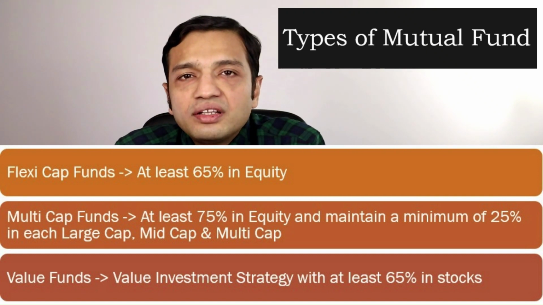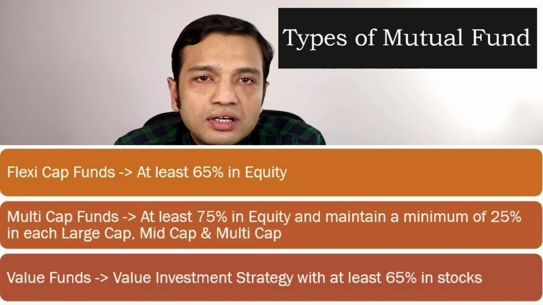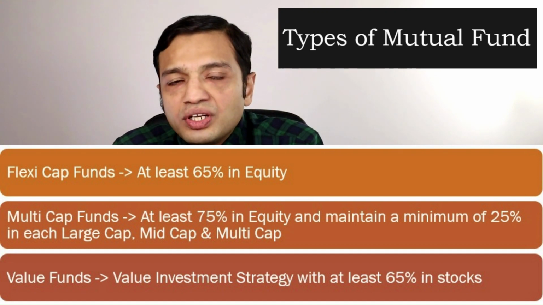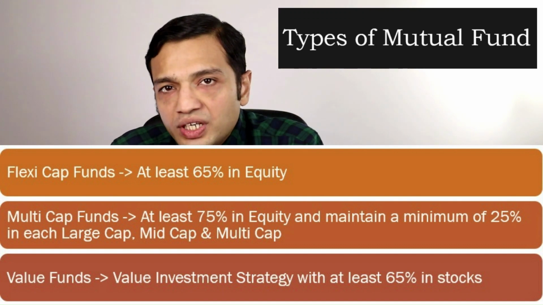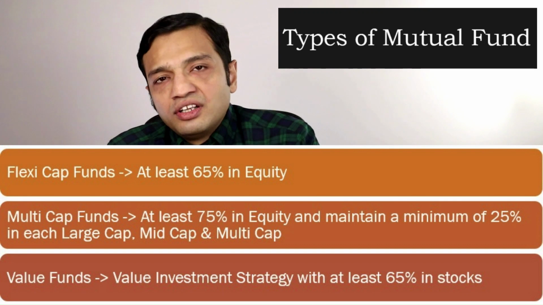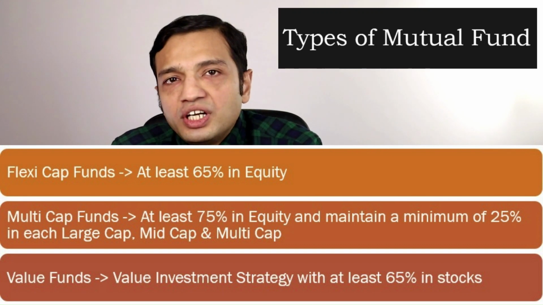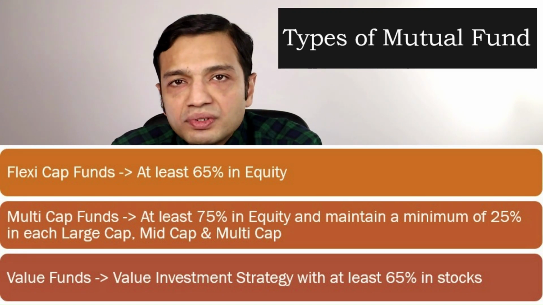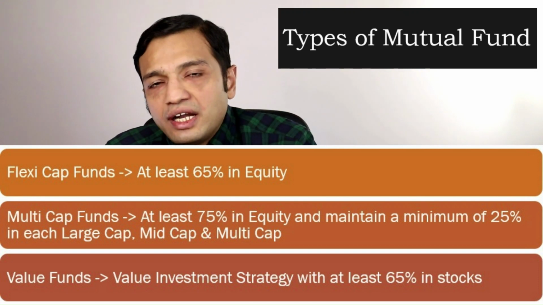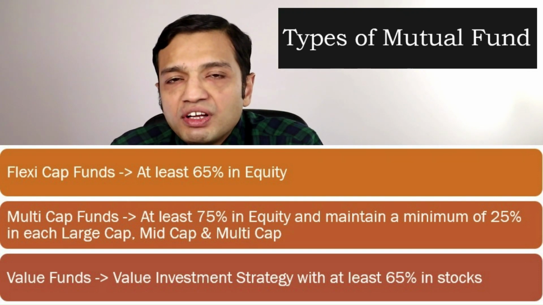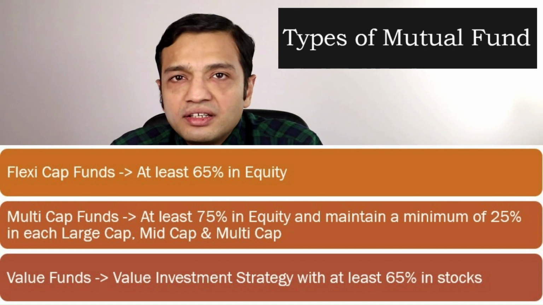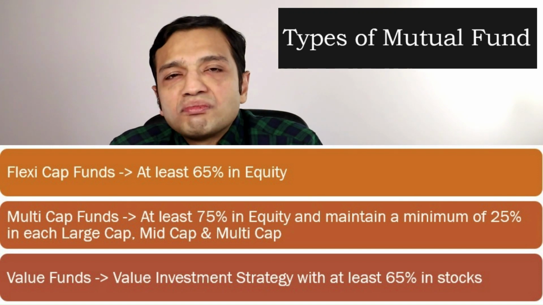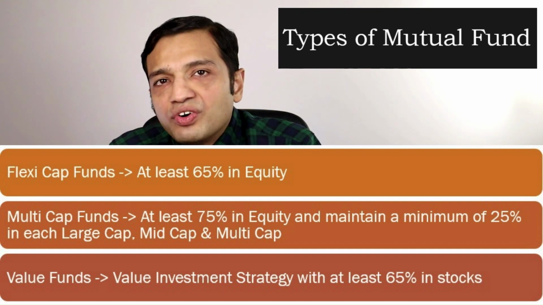Next category of fund that I wanted to discuss is the multi-cap fund. In a multi-cap fund, at least 75% of the money should be invested in equities, and 25% should be in large cap, 25% in mid cap, and 25% in small cap. So you also have a fund category where you have 25% across each category as the minimum mandate. Okay, now we have discussed both the flexi cap fund and the multi-cap fund.